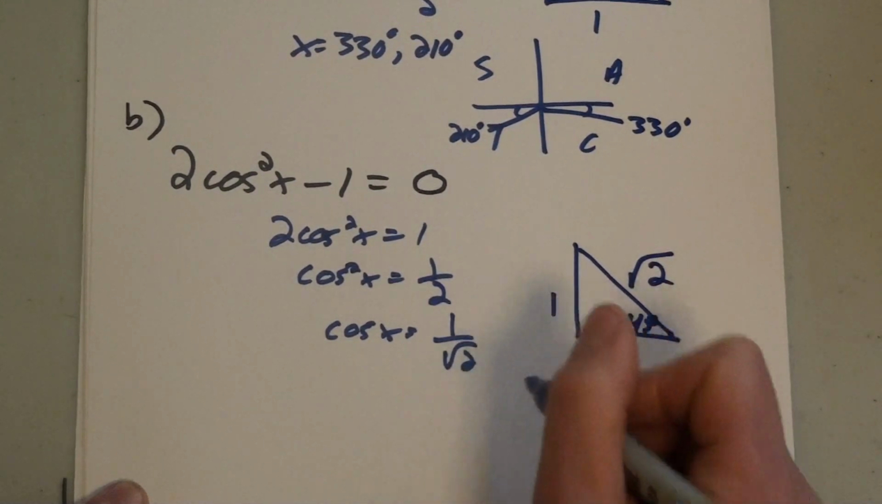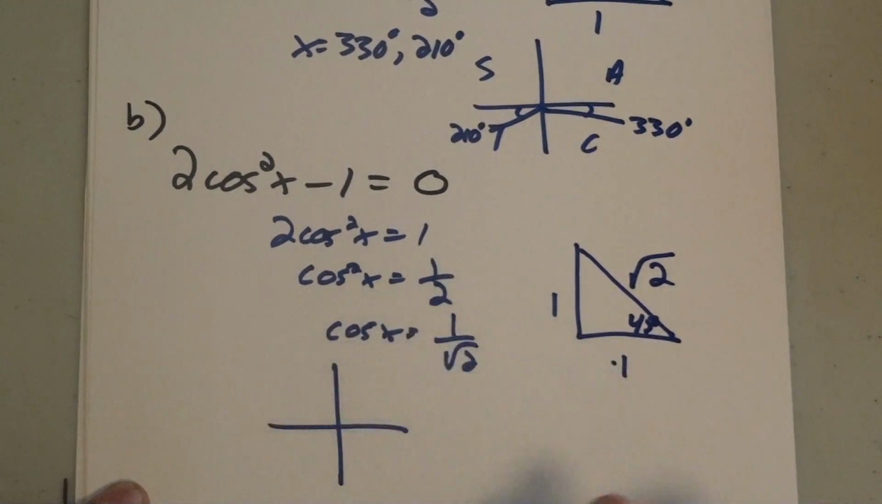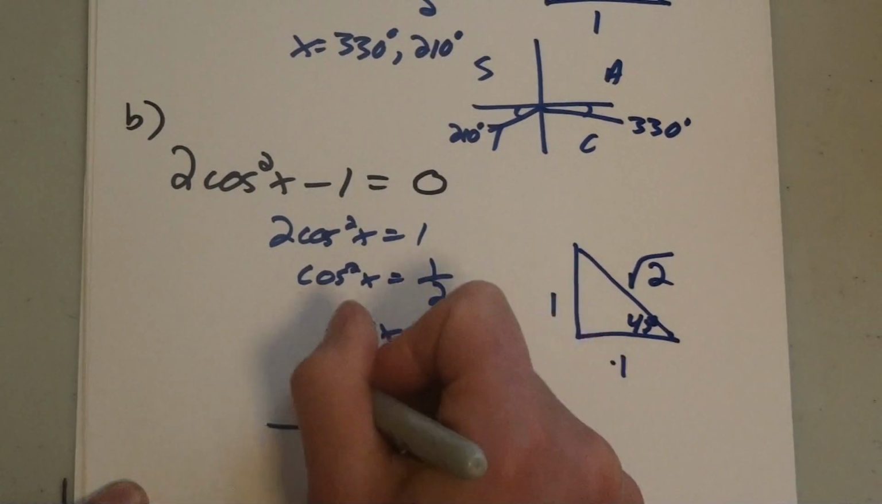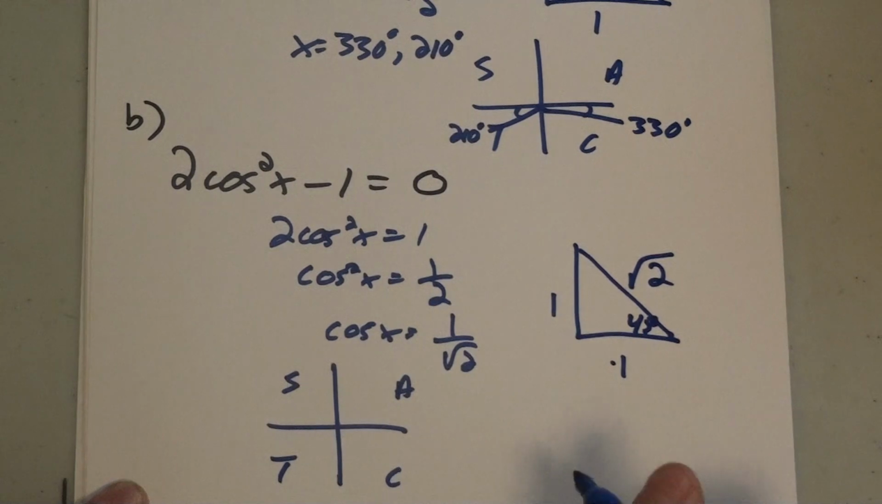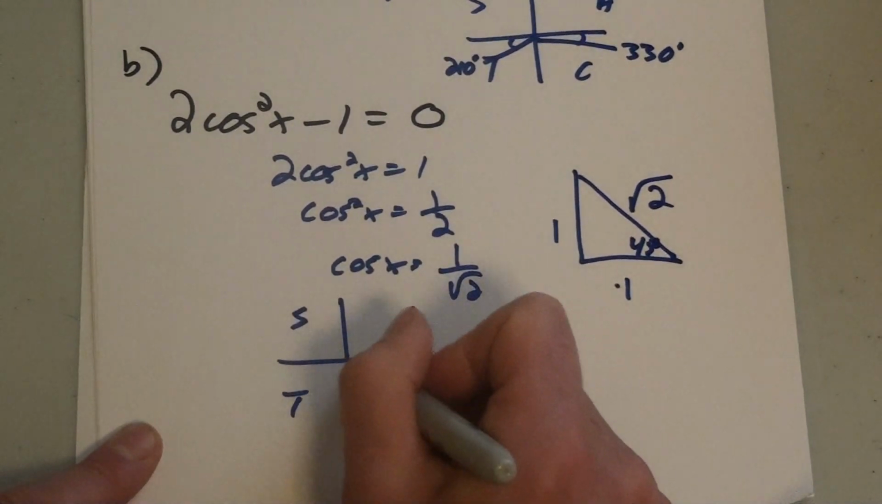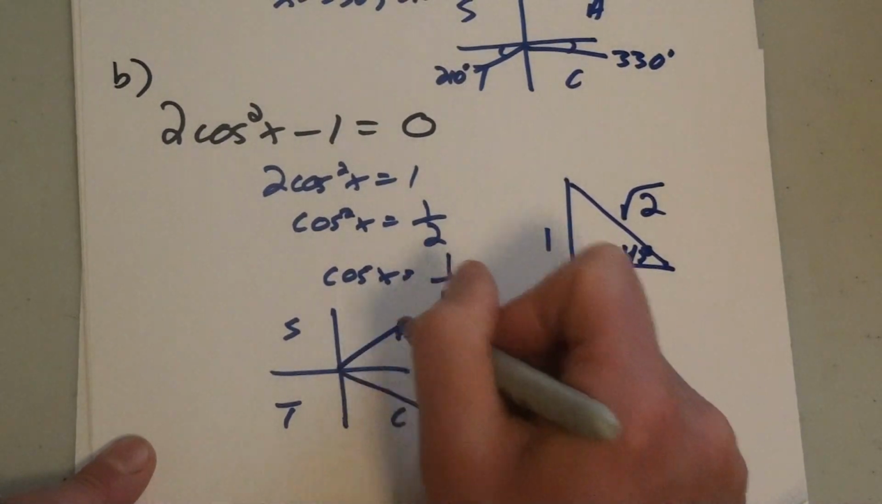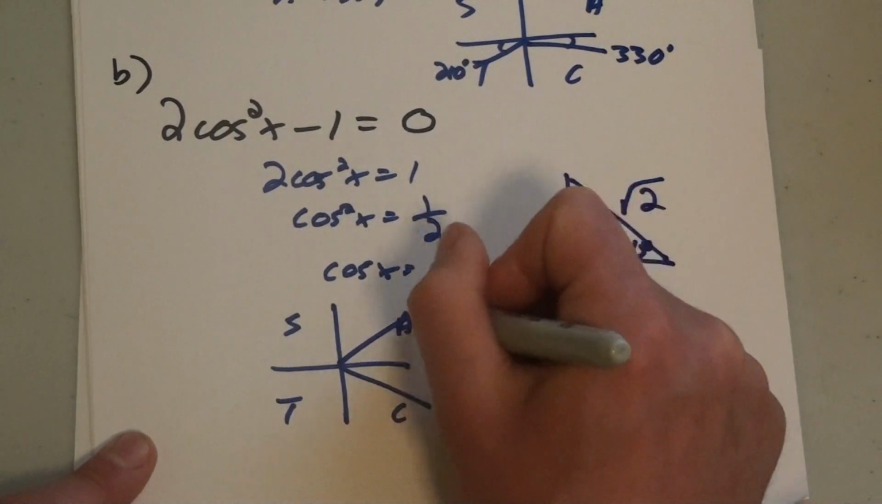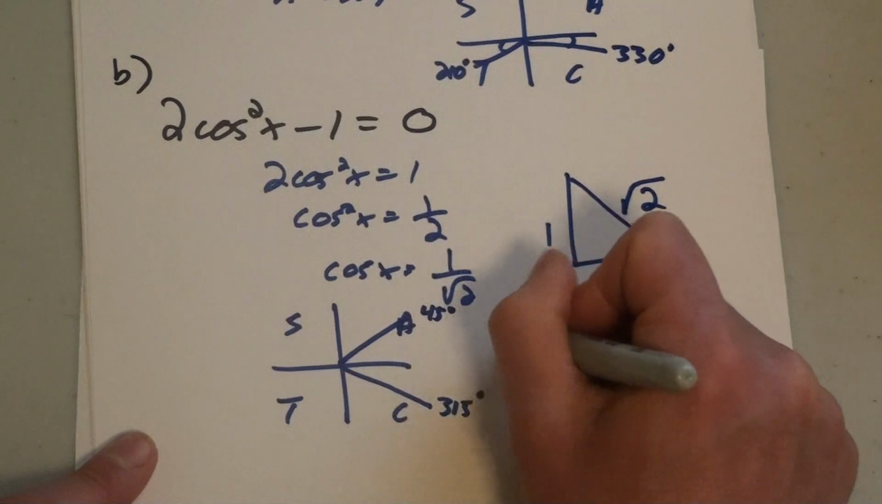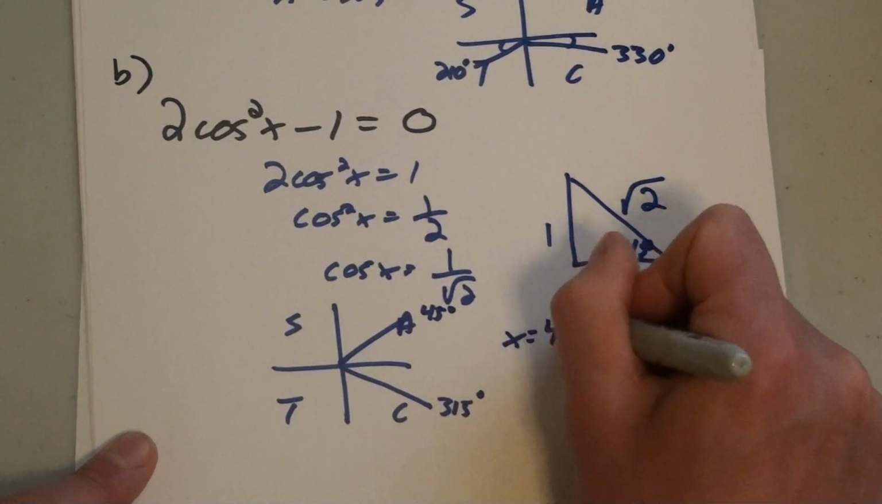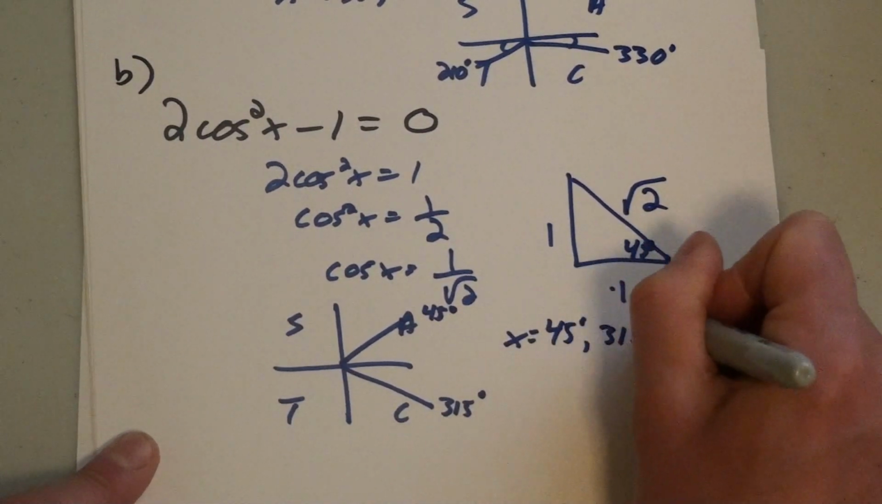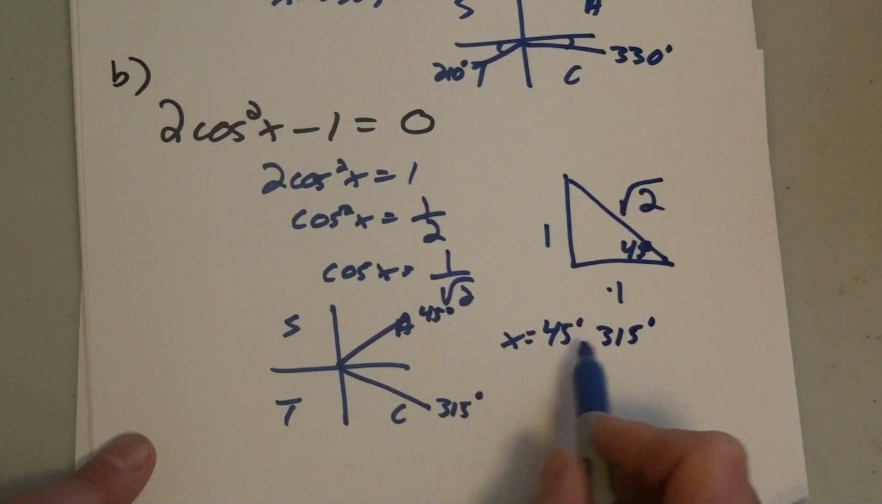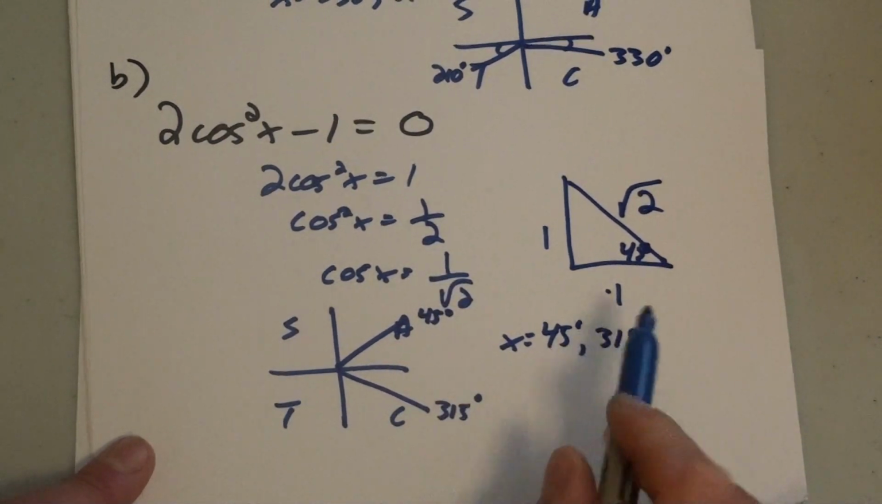Now it is positive, so it's going to be 45 degrees from the x-axis in the positive quadrants on the CAST rule, and that would be the C quadrant and the A quadrant. So 45 degrees off this is 315 degrees, and then you have 45 degrees. And those are your answers. x equals 45 degrees or 315 degrees. And the unit circle would have had the x value being 1 over root 2 in those two locations as well.